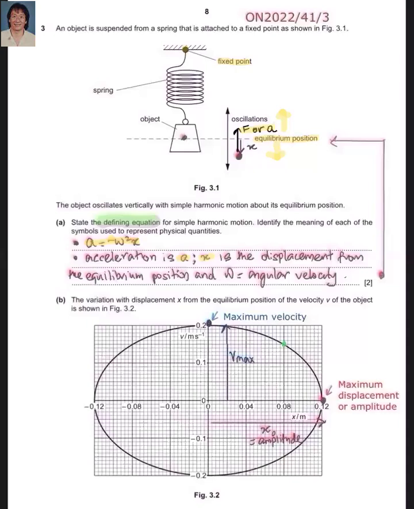From the velocity displacement graph, we can get two very important pieces of information. The first one is the amplitude, which is here, 0.12 meter, and then we can also get the maximum velocity from here, which will be 0.2 meter per second. This is the maximum velocity.